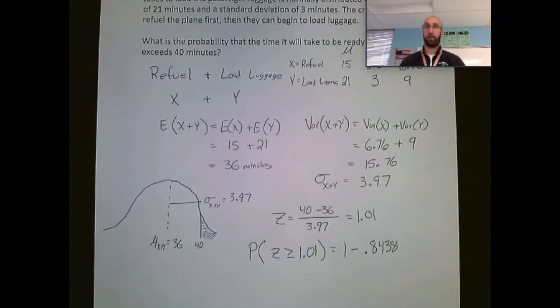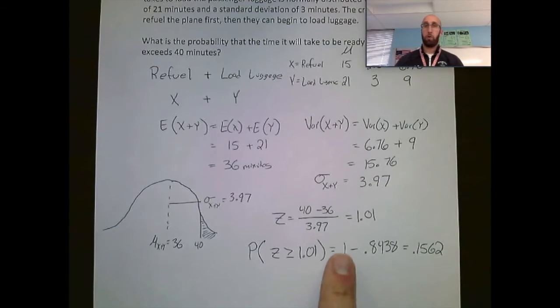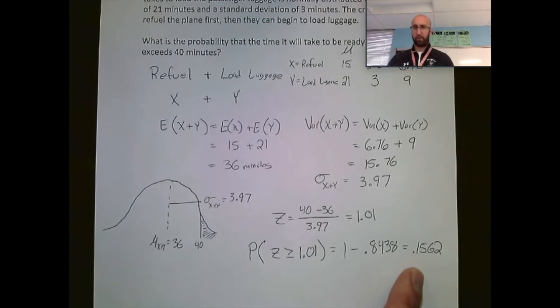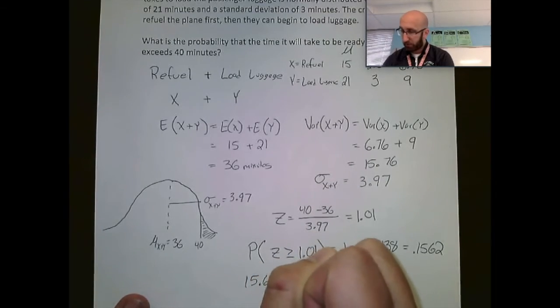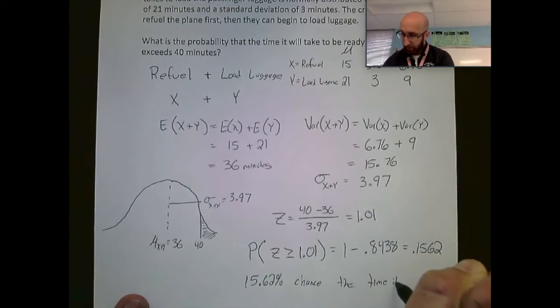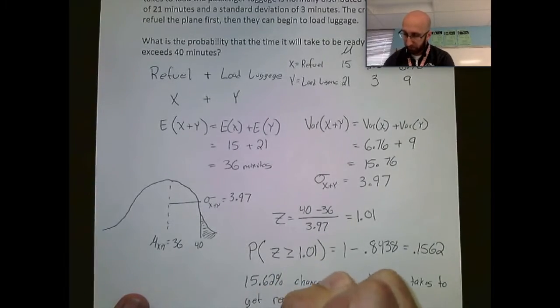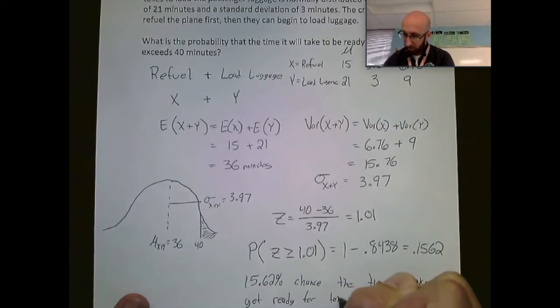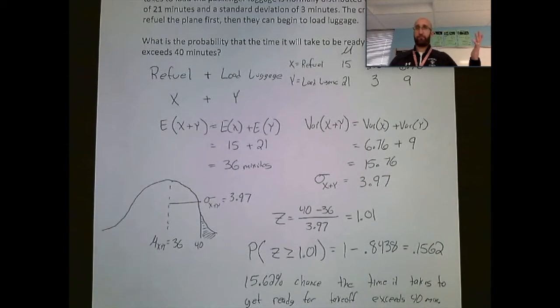So I'm going to take that number and subtract it from 1, which gives me 0.1562. 1 minus all this area to the left should give me my area to the right, 0.1562. So what does this mean? There's a 15.62% chance the time it takes to get ready for takeoff exceeds 40 minutes. That's all there is to it.